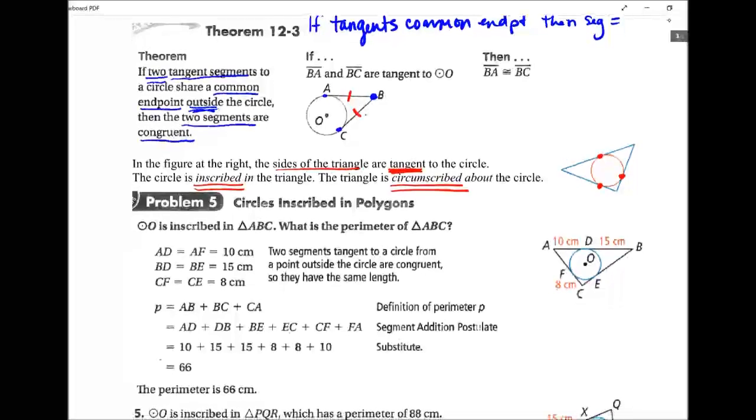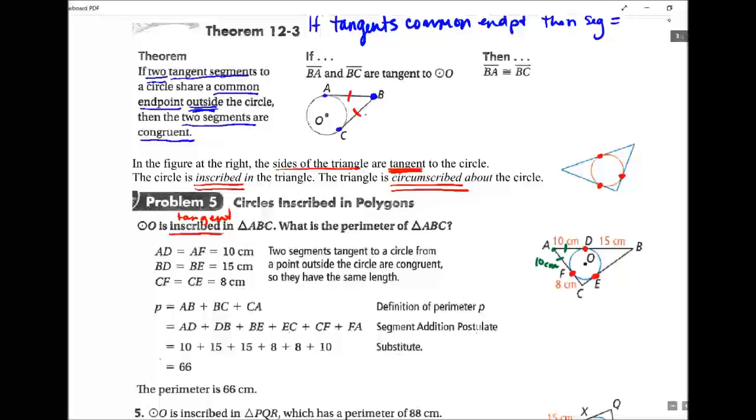So let's look at our problem here. It says circle O is inscribed in triangle ABC. That is just as good as telling us that these lines are tangent. So we have our points of tangency here, and we want the perimeter. Well, what do we know? We have point A here, and these two lines are tangent, and they have a common endpoint outside of the circle, so we can say they are congruent. So if I know this one is 10 centimeters, I know this one is 10 centimeters.